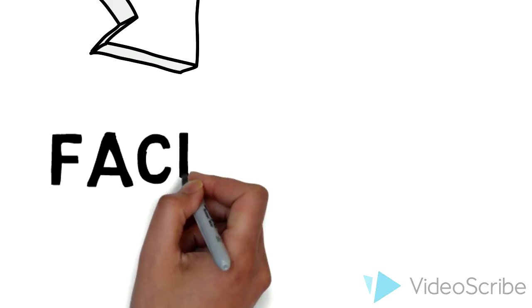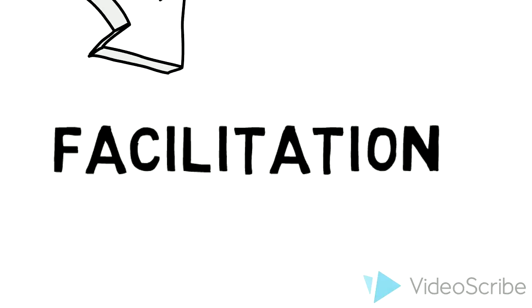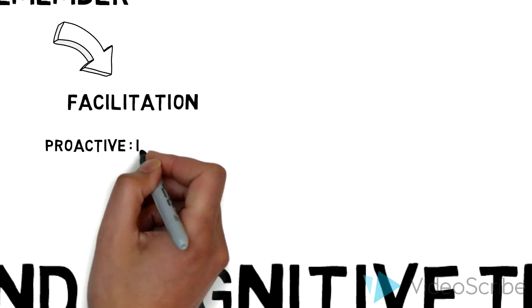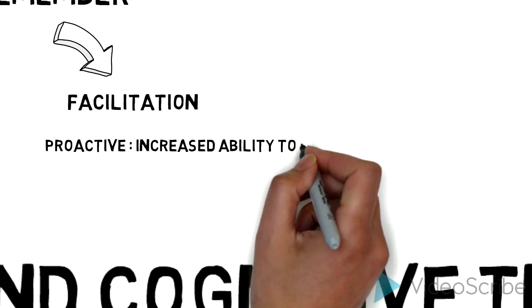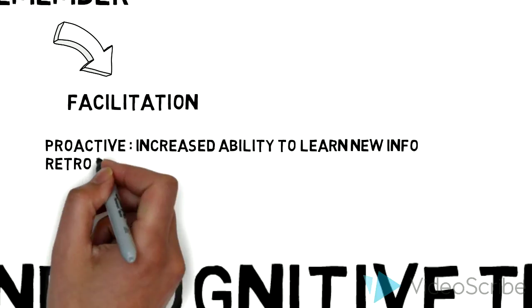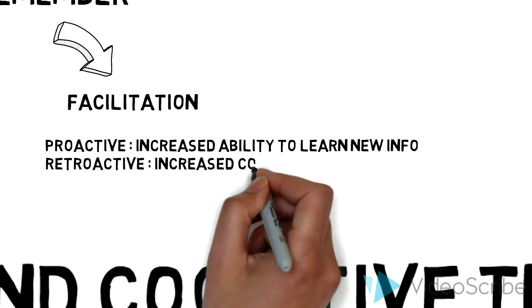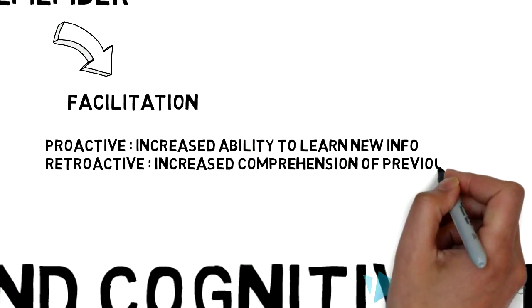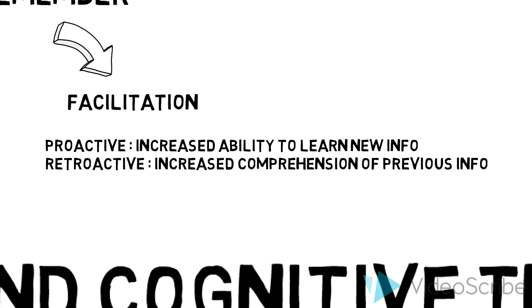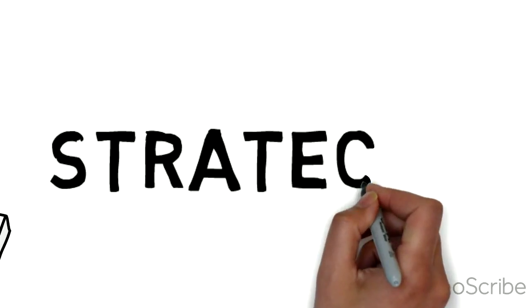Facilitation is the opposite of interference. In proactive facilitation, the ability to learn new things is increased by the presence of previously acquired information. Retroactive facilitation is an increase in comprehension of previously learned information because of the acquisition of new information. There are some strategies that teachers can apply regarding forgetting and remembering.